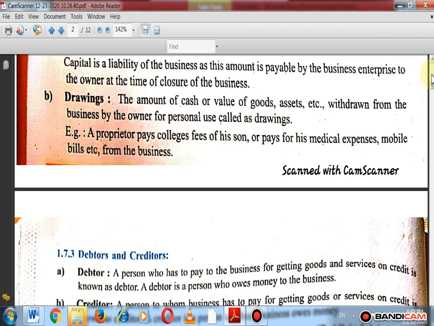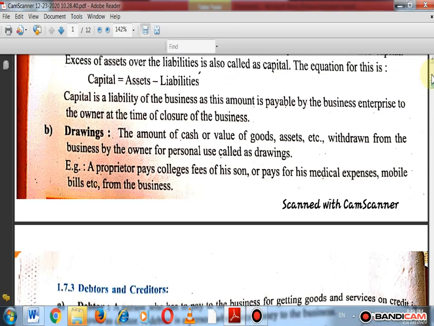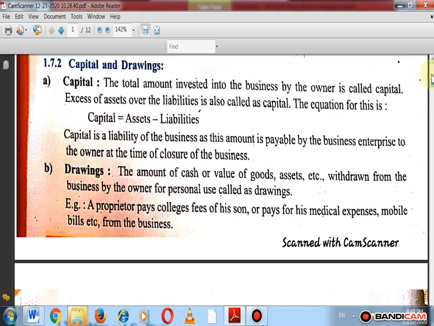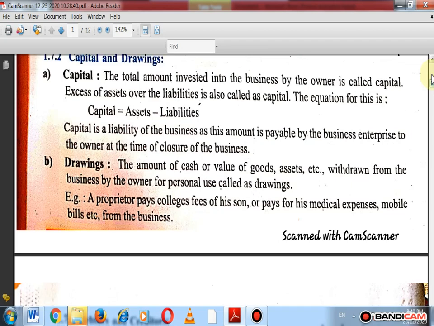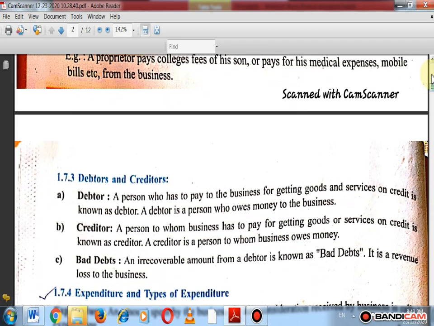So if the owner has withdrawn money from the business, then it is called drawing of that owner, and it is deducted from the capital of the business organization, because capital is a liability of the enterprise, and the capital is invested by the owner of the business organization.